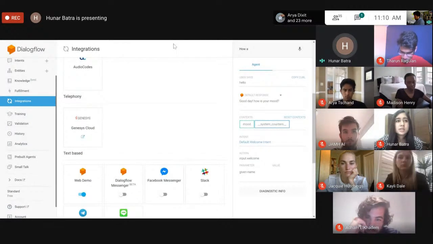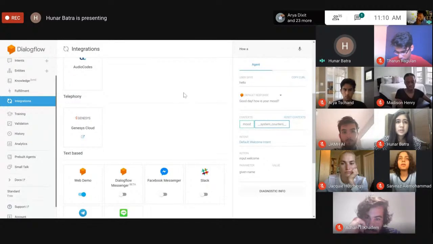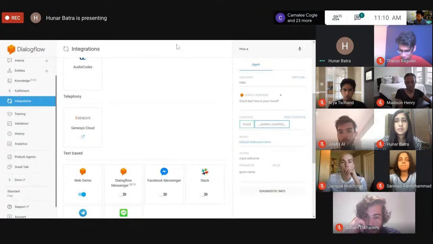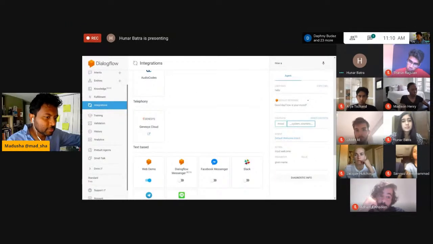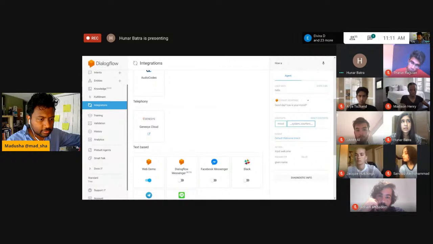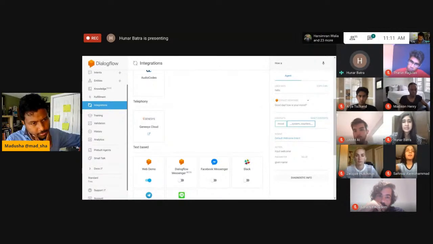So any other question about Dialogflow? The principle that you outlined, intents and entities, it's universally accepted. Yes, right. In the majority of the platforms, you are going to have intents and entities because that's how NLP basics actually work.